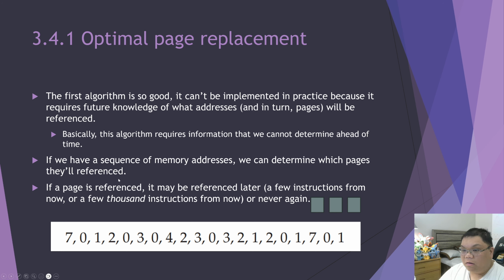If we have a sequence of memory addresses, we can determine which pages will be referenced. We have our reference string, so we know which pages will be referenced in the future. When we reference a page, it might be referenced later, say a few instructions from now, or maybe a few thousand instructions from now, or it might be the last time we'll ever see this page again. In practice, we don't know whether a page we access will be the last time we'll ever access it. But under optimal page replacement, we assume we have all that information.